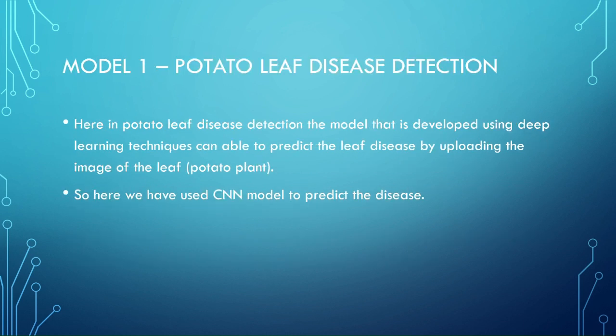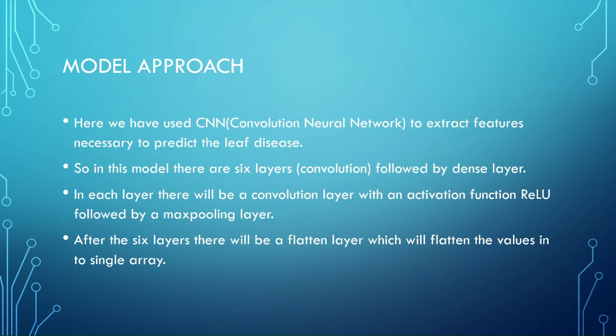In model 1, the potato leaf disease detection, we have used the CNN as our prediction model. Here we have used CNN to extract features to predict leaf disease. That is, important features are extracted in order to help the prediction model to predict the disease that affects the leaf. So in this model there are 6 convolution layers followed by a dense layer. In each layer there will be a convolution layer with an activation function, that is a ReLU function, followed by a max pooling layer in order to select the maximum value within the filter area.